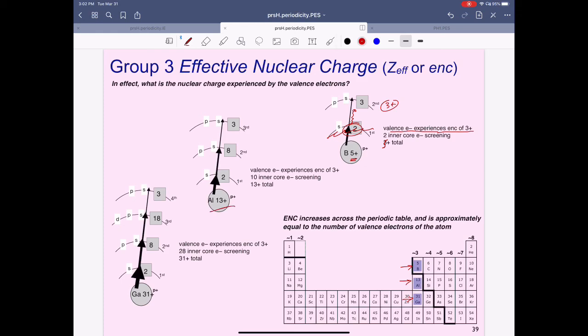Here's our summary: the effective nuclear charge increases across the periodic table and is approximately equal to the number of valence electrons. Here are the values. And so we definitely want to have the concept that ENC increases across the periodic table, of course, because of an ever increasing number of protons.